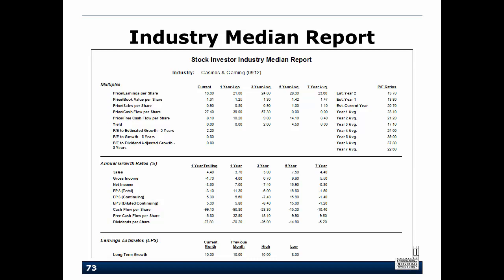So for the companies in the casinos and gaming industry as of the end of September, they had a median PE of 16.6. They don't pay a yield. Most companies in this industry don't pay a yield. The 5-year annualized growth rate in sales over the last 5 years is 7.5%.